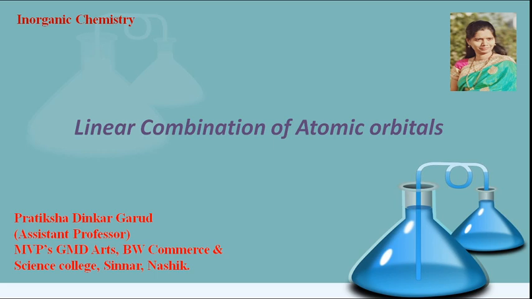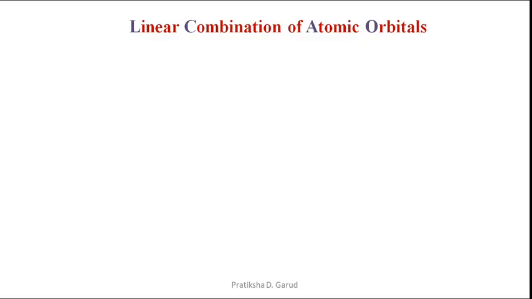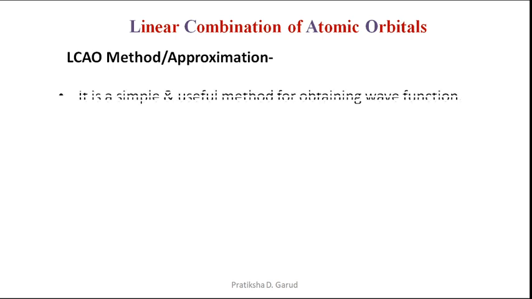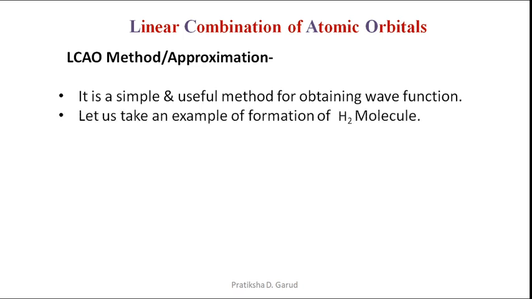So what is a linear combination of atomic orbitals? Let us study this step by step. Let us see the LCAO method, or the LCAO approximation. It is a simple and useful method for obtaining wave functions. The second point is, let us take an example of the formation of a hydrogen molecule.